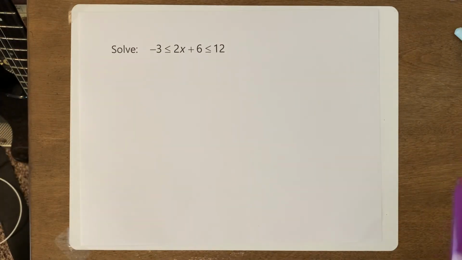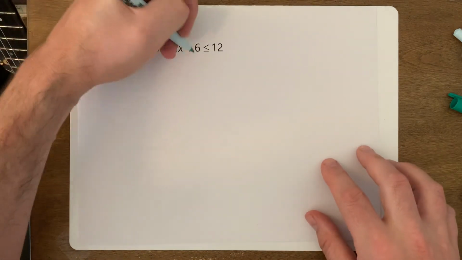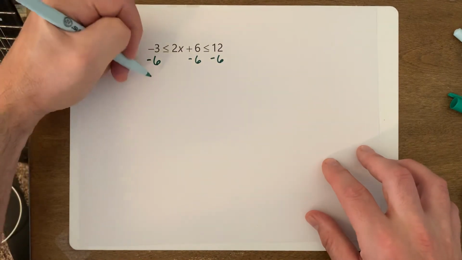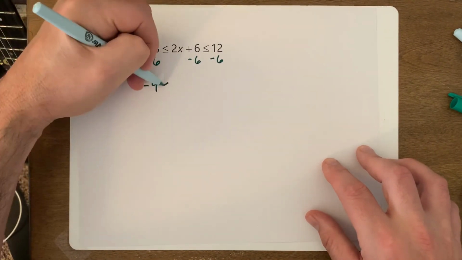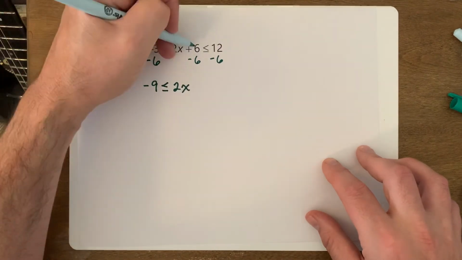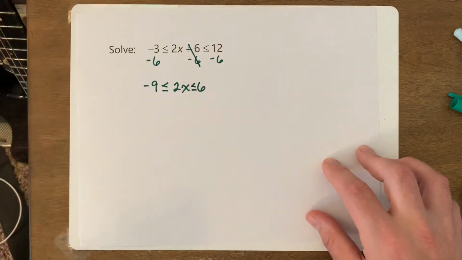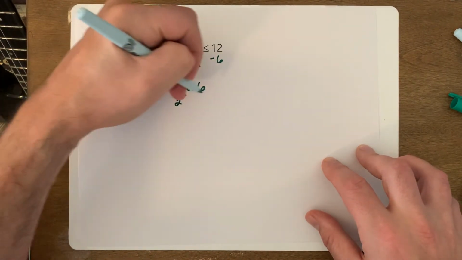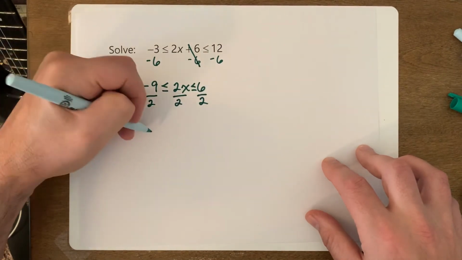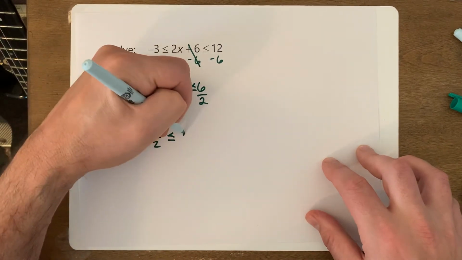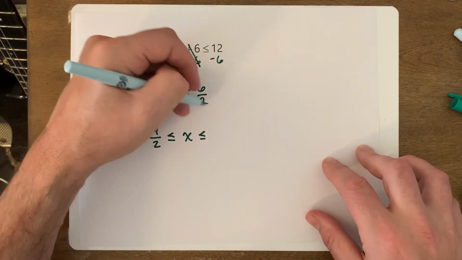Finally, we got our last one here. We're going to do the exact same process we did before. First, subtract 6 from everything. Negative 6 minus 3 is negative 9, less than or equal to 2x. Those cancel. 12 minus 6 is 6. Now divide everything by 2, and we get negative 9 halves, less than or equal to x, less than or equal to 3.